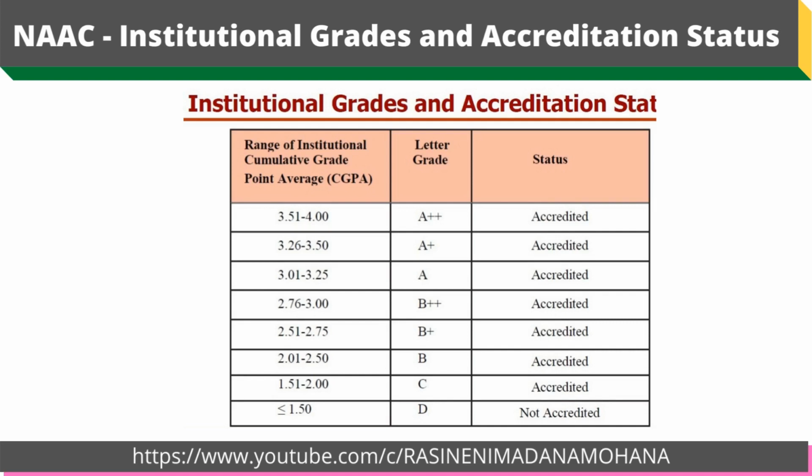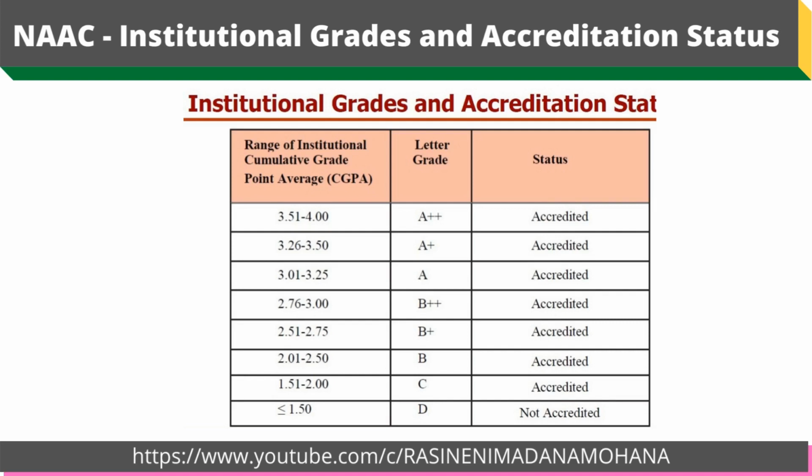Then the CGPA between 3.26 to 3.50, the letter grade is A plus, and the status is accredited. Finally, the CGPA between 3.51 to 4, the letter grade is A double plus, accredited. This is the highest grade. This is a 4-point scale.